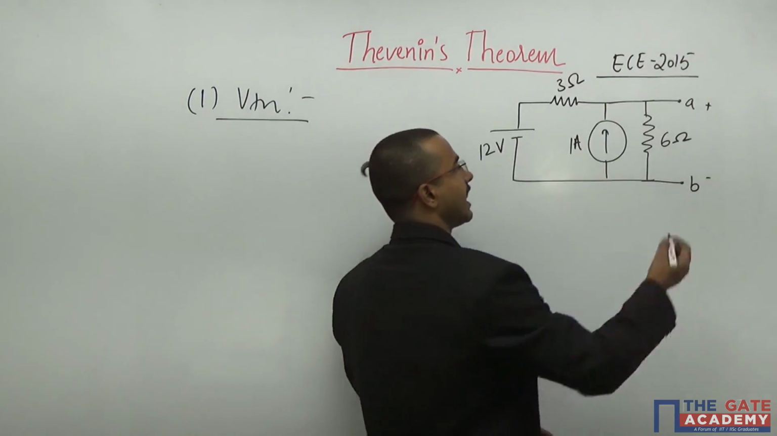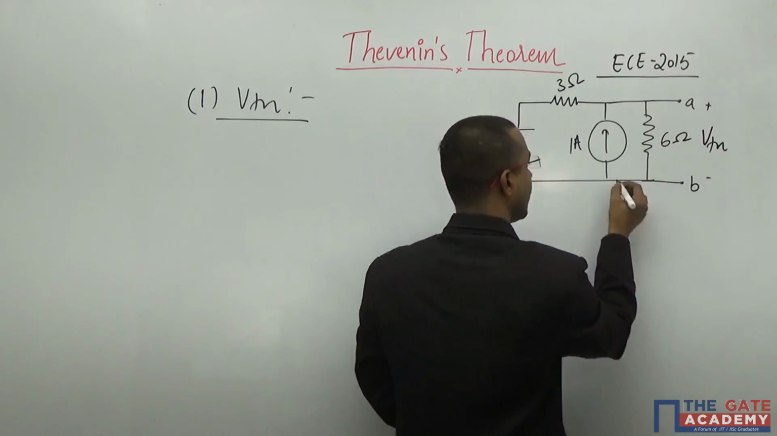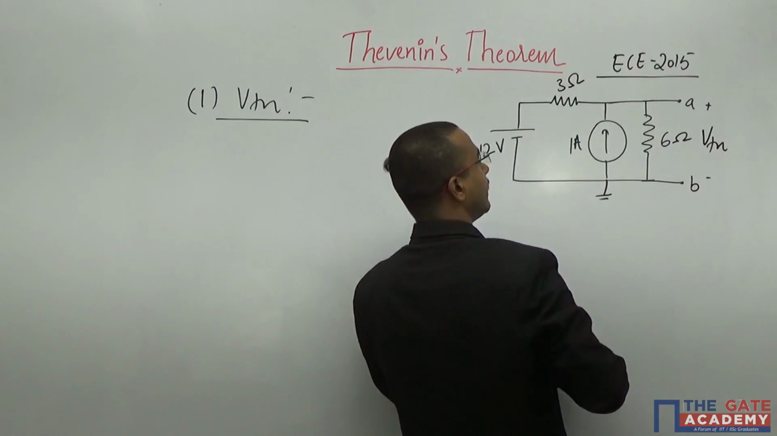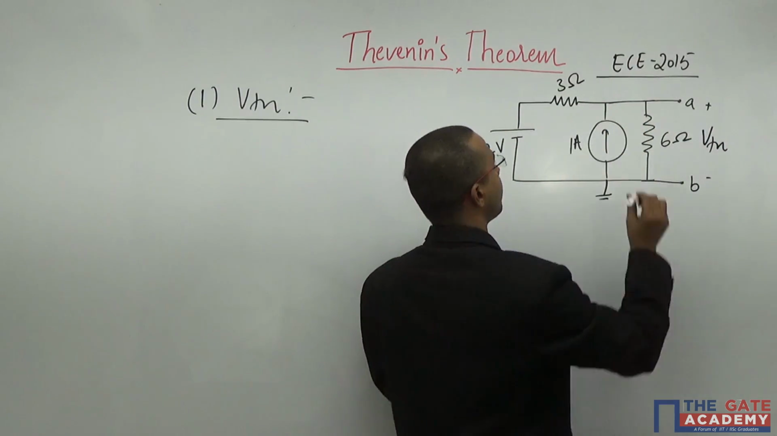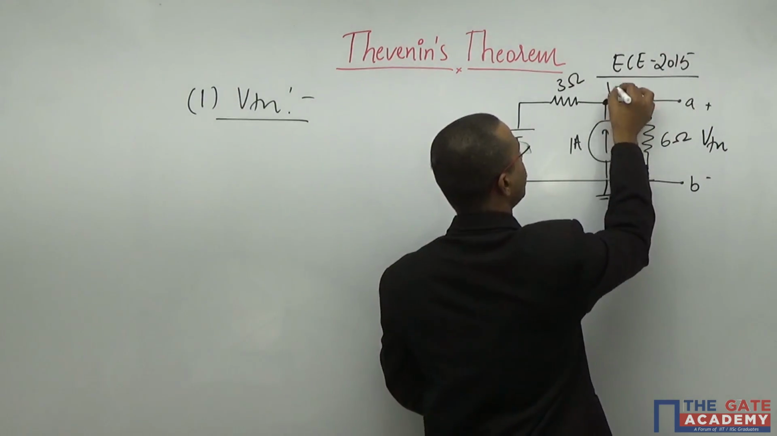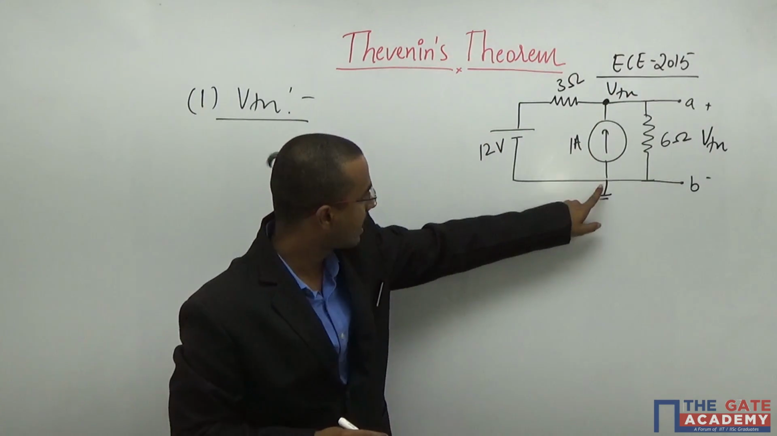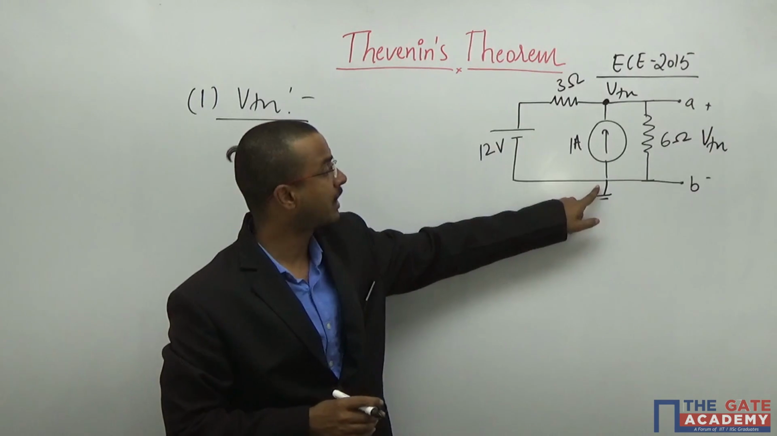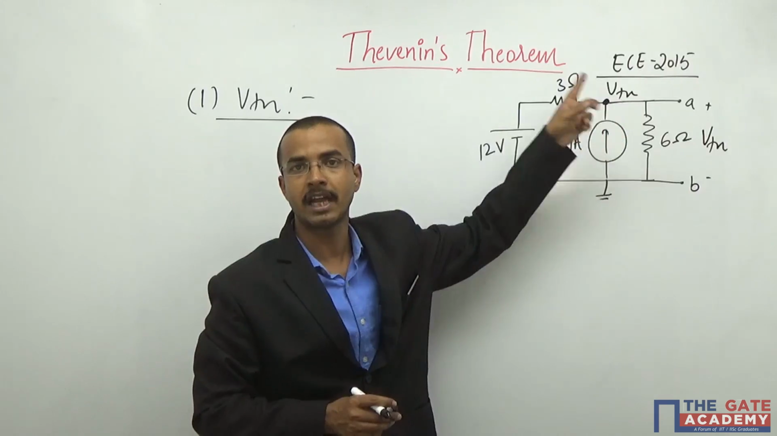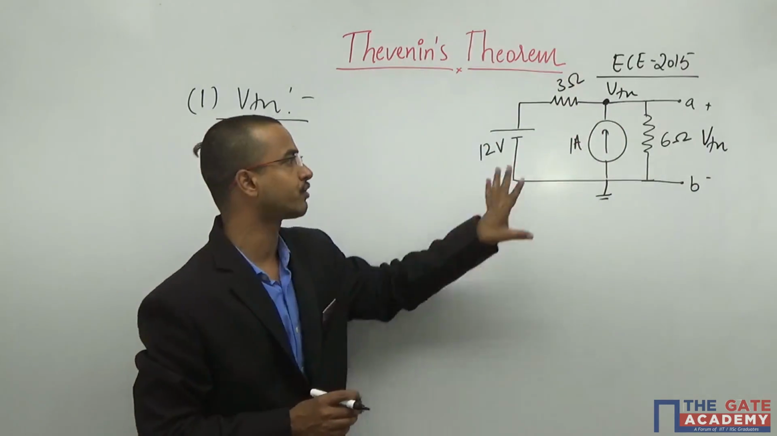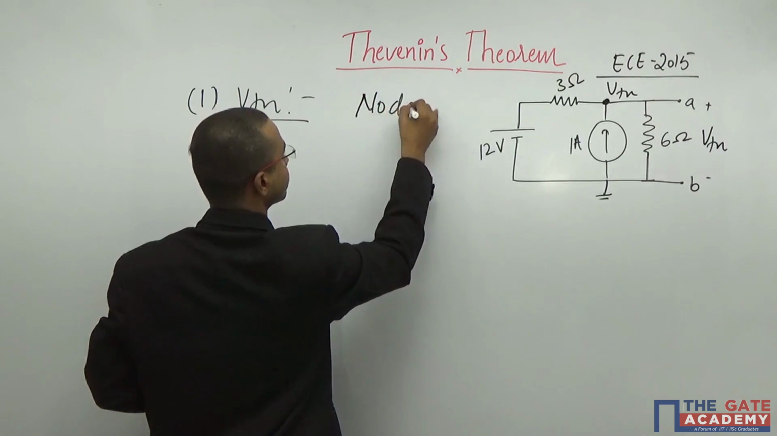I am assuming that the voltage here is VTH, and if it is grounded, the same voltage you will get here. Only two nodes are here, where I know the potential of the first node and only don't know the potential of this node. That means only one equation is required to solve this. That is why I will use nodal analysis here.